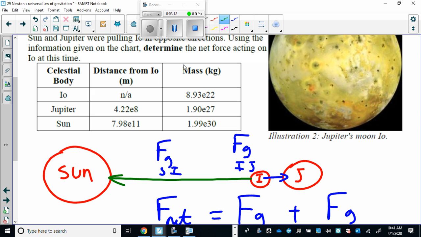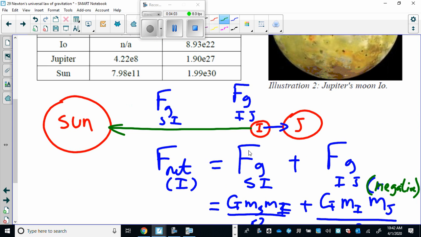Why does Jupiter win out? The Sun, as you can see, how many times greater is the Sun than Jupiter in terms of its mass? 30 minus 27 is 3. 10 to the power of 3 is 1,000. So the Sun is approximately 1,000 times more massive than Jupiter. However, it's the distance that's the killer. Io is right next to Jupiter, and it's way, way, way far away from the Sun. So that's what makes the difference, is the distance, even though the Sun is 1,000 times more massive than Jupiter.